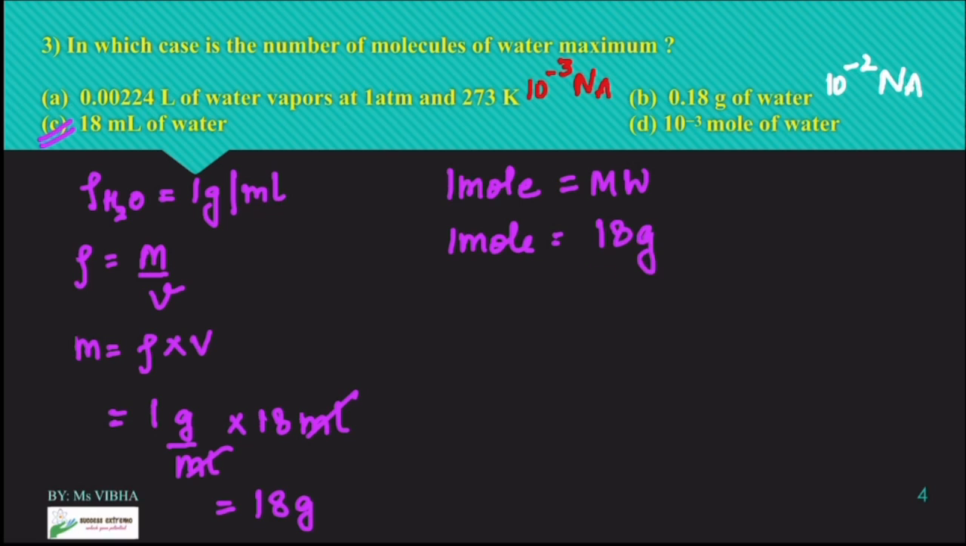So we get to know that 18 grams of water is equal to 1 mole, and we also know that 1 mole is equal to Avogadro number. The number of molecules in 18 ml of water is Avogadro number, that is equal to Na.